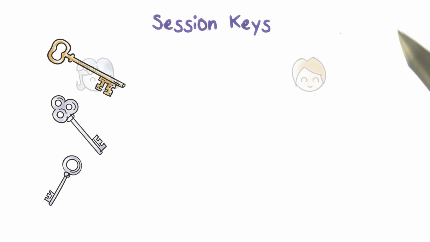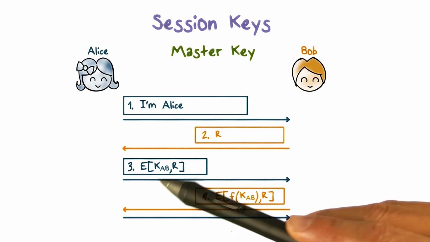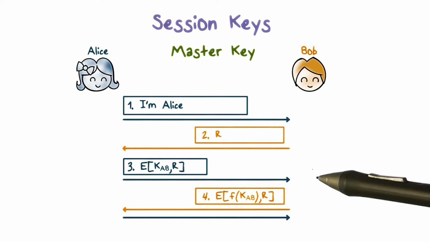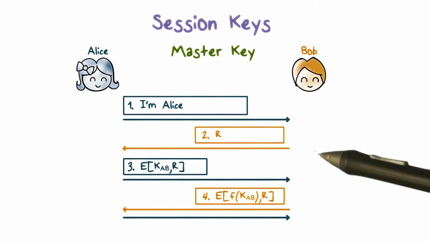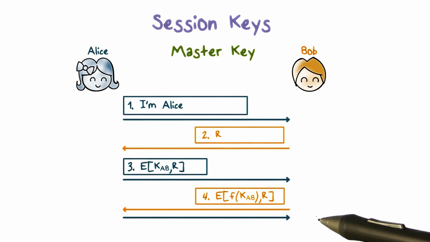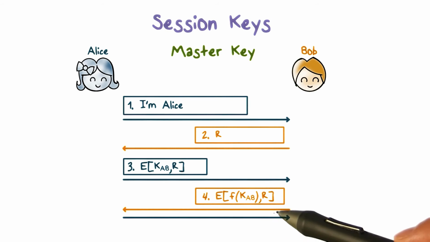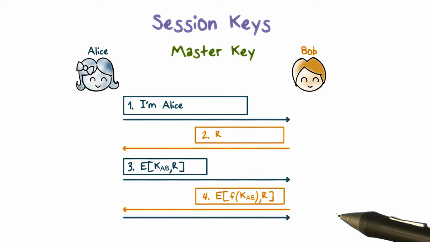Here's an example. Suppose Alice and Bob already share a master key, KAB. The first 3 steps are just for Alice to authenticate Bob. Say Bob is a server. Then, both Bob and Alice compute the same session key that is based on the shared master key and something about the current session, so that the session key is both a secret and unique to the session.